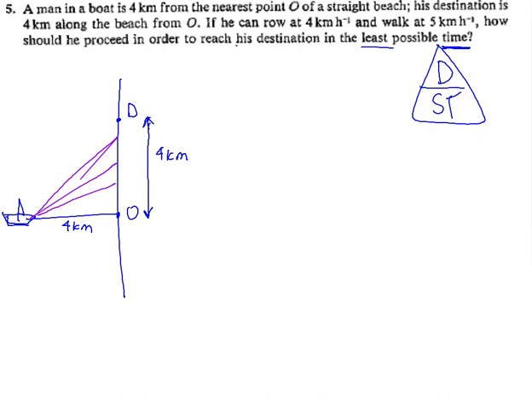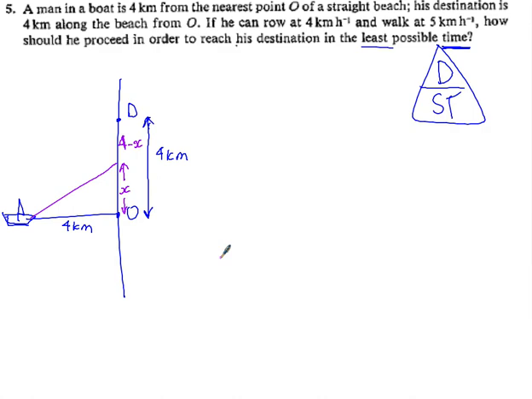So we'll just put one of them in, and we're going to introduce a new variable, x, which will help us. So just say he rows to here, then we'll call this distance from here to here x. Therefore, what would this distance here be? 4 minus x, because this distance is 4, and that's x, so this will be 4 minus x. Does that make sense, everyone?